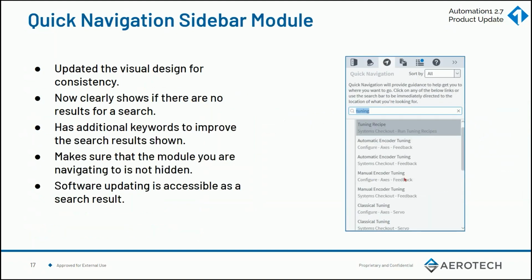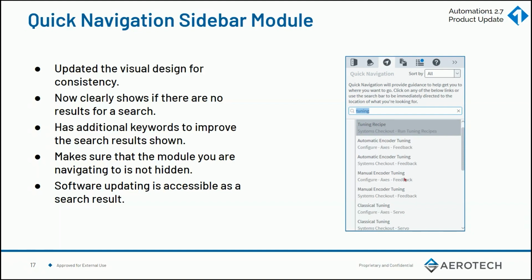Another improvement we made, there were 2 different sidebar modules that were improved. The first was a quick navigation sidebar. We updated the visual design just for some consistency. We improved the different search results. One, if there are no search results, it clearly tells you that. It has additional keywords to improve your search results.